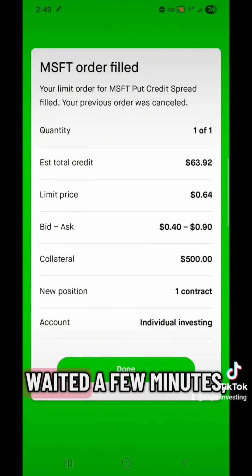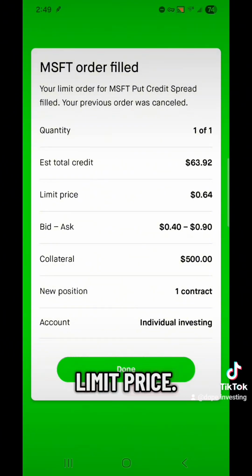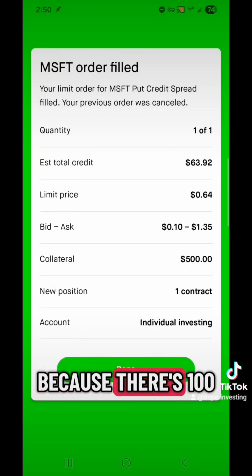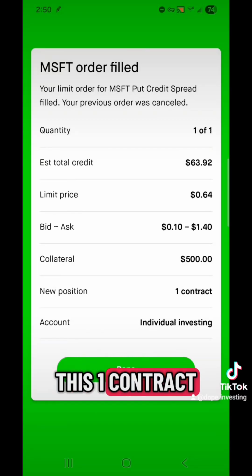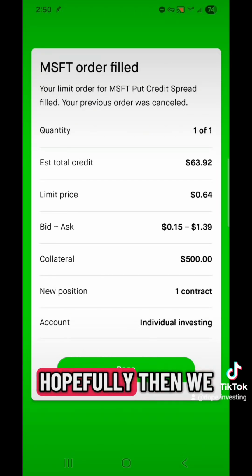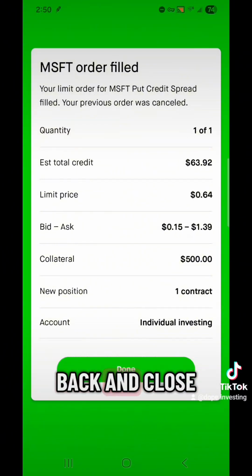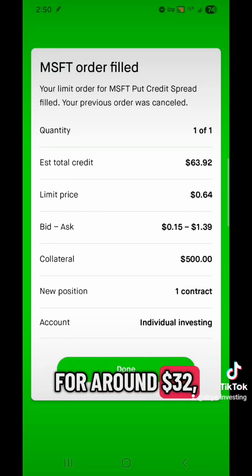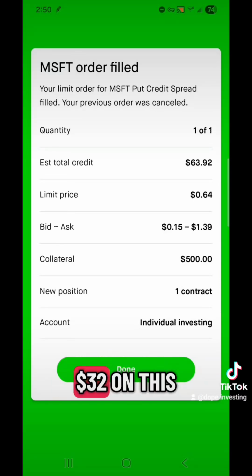Okay, so I waited a few minutes, bumped down the limit price, waited a few minutes, bumped down the limit price. Finally it filled at 0.65. Because there's 100 shares per contract, this one contract of 64 cents times 100 means we receive $64 to get into this deal. But the plan is once it hits 50% profit, hopefully, then we can buy it back and close it out. So we receive $64 to get into it, buy it back for around $32, and we'll make $32 on this in the future.